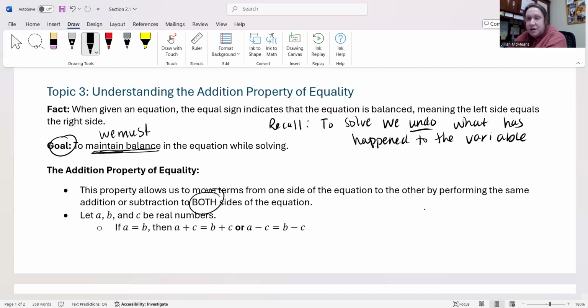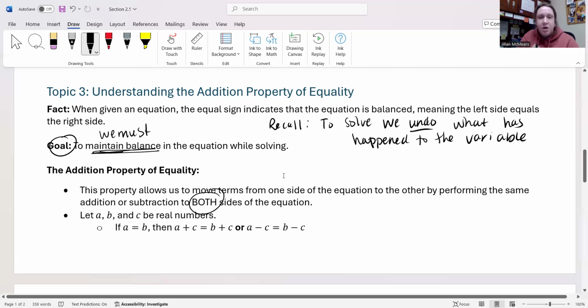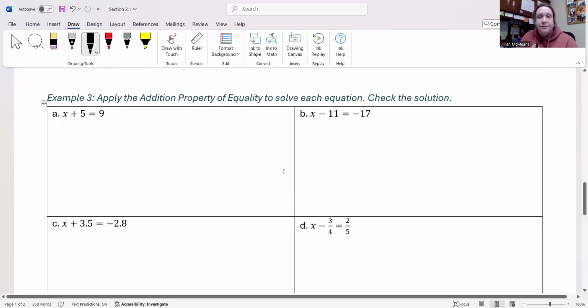So symbolically, let's pretend A, B, and C are real numbers. They can be fractions, decimals, integers, whatever. If I know that A equals B, then A plus C is going to equal B plus C. I add the same thing to both sides, it's still going to be equal. Similarly, if A equals B, A minus C is going to be exactly the same thing as B minus C. So this allows us to start isolating the variable by adding or subtracting, but I have to do it on both sides of the equation. Okay, so let's see this in practice.